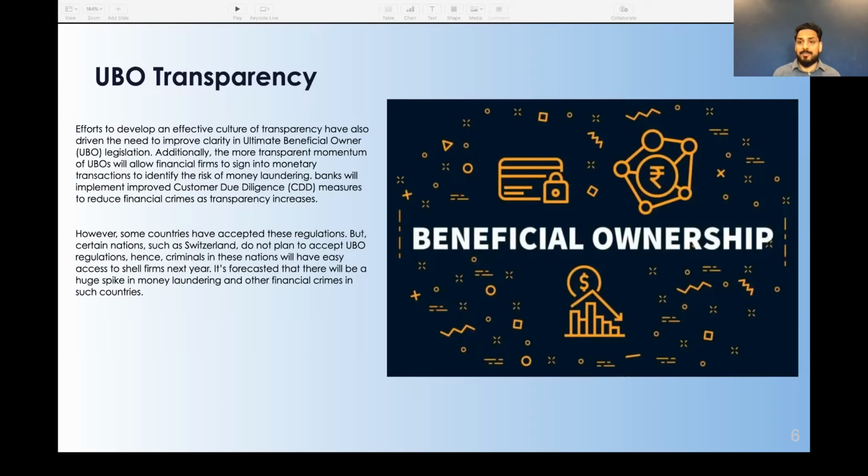At this moment, usually what we did was we asked the customer. You can see the ultimate beneficial owner through the organizational chart, or you can see it through a UBO form.